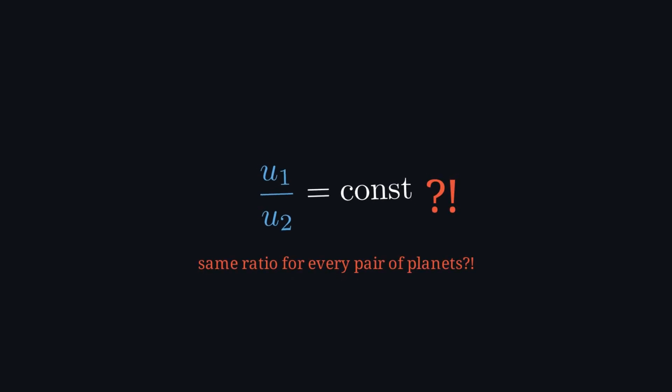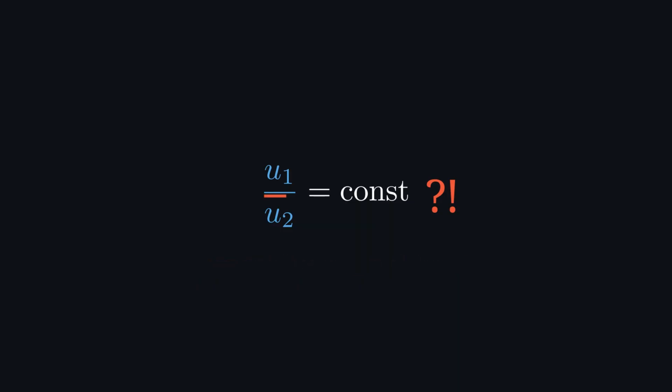What are we left with? Just two masses. And the only dimensionless thing you can build from two masses is their ratio. Which would mean the ratio of the two masses is always some fixed constant. The same for every pair of planets in the universe. That's obviously nonsense. So something's missing.